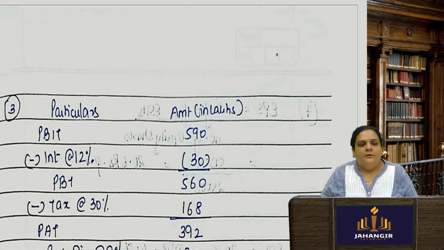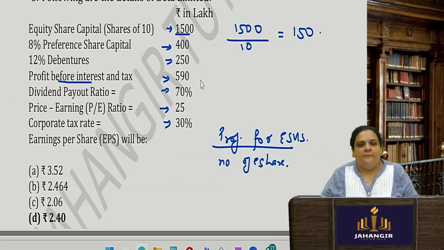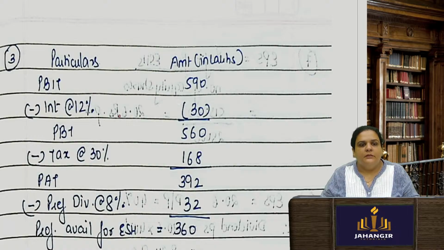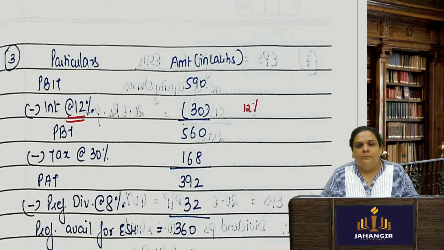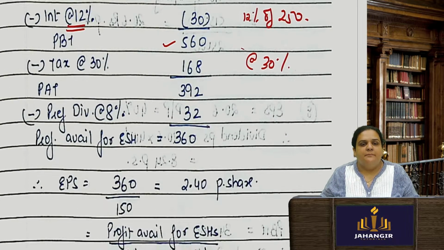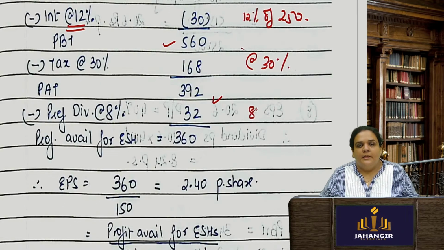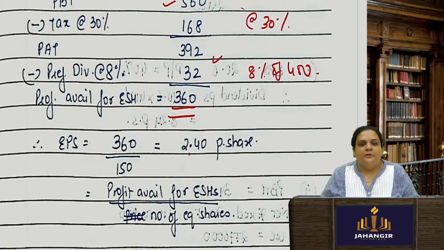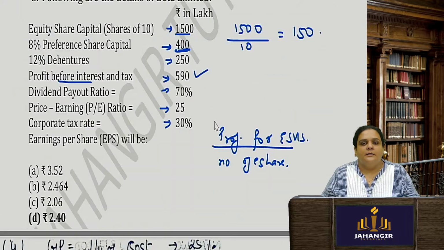Fine. So, particulars and amount in lakhs. I will start with profit before interest and tax, which is given to me: 590. Minus interest. Again, this is given, 12% of 250: 30. Profit before tax. At the rate of tax, which is 30%, profit after tax. Preference dividend is 8% of 400: 32. So profit available for equity shareholders 360, divide by number of shares 150. So 2.40 per share.